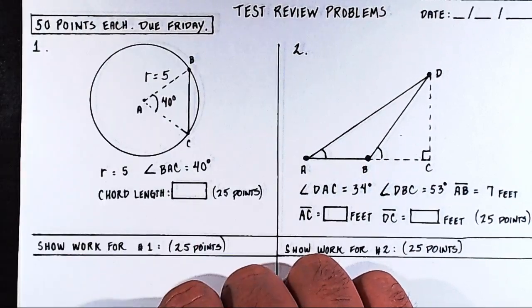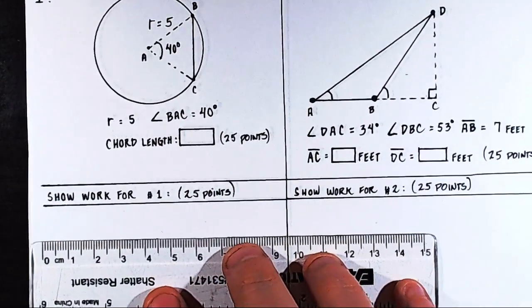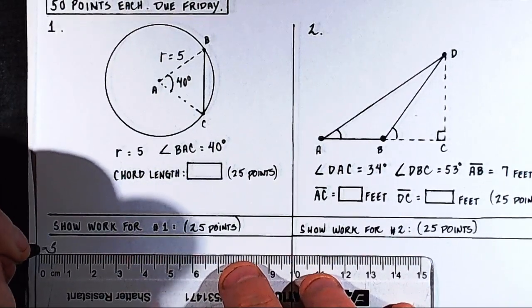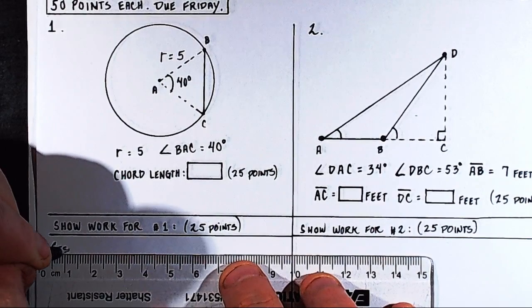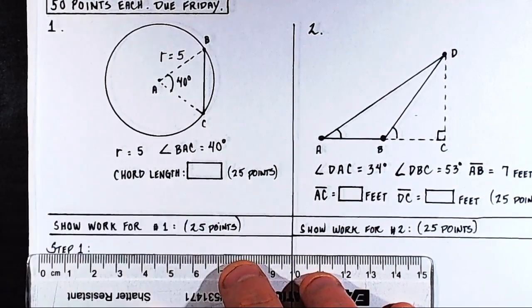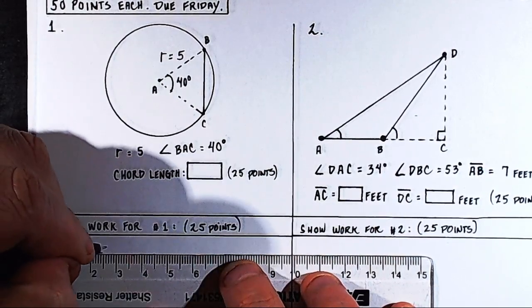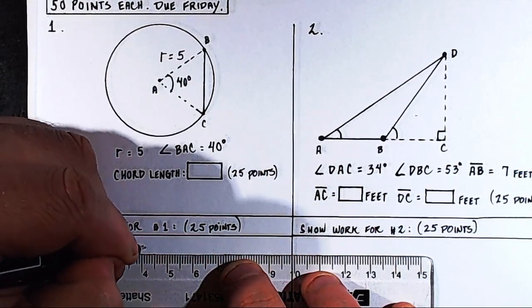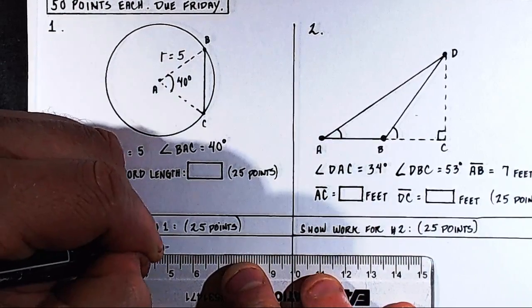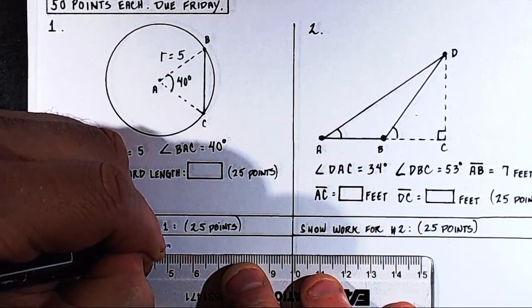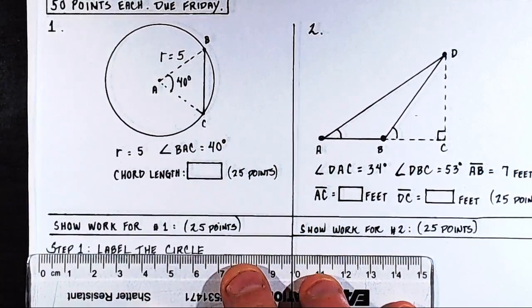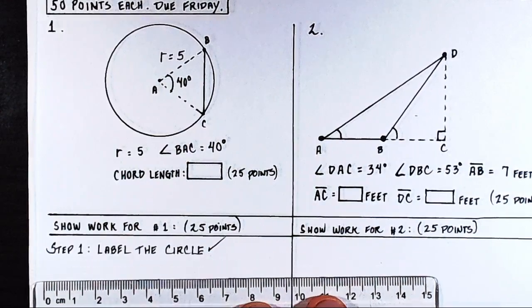So this central angle is 40 degrees. Okay, so here is, maybe we should say step 1. We're going to show all of our work. Step 1, label the circle. Okay, I love writing down steps that we've already completed because we already did that. We labeled the circle. Great.